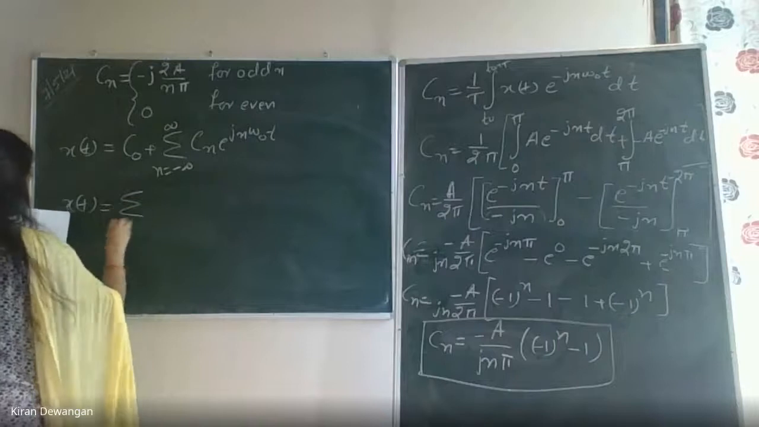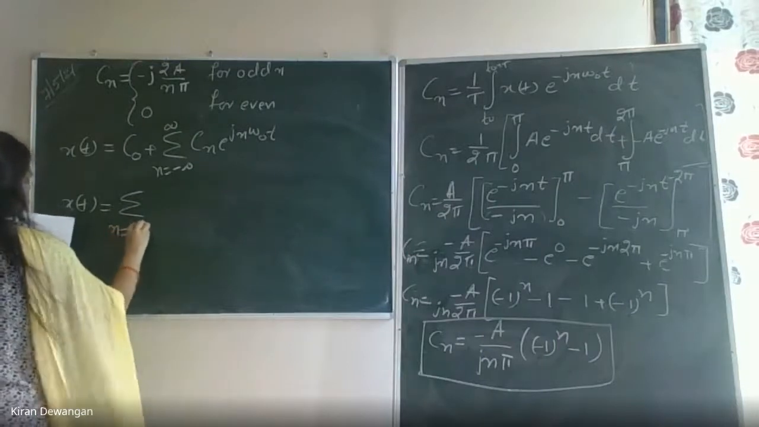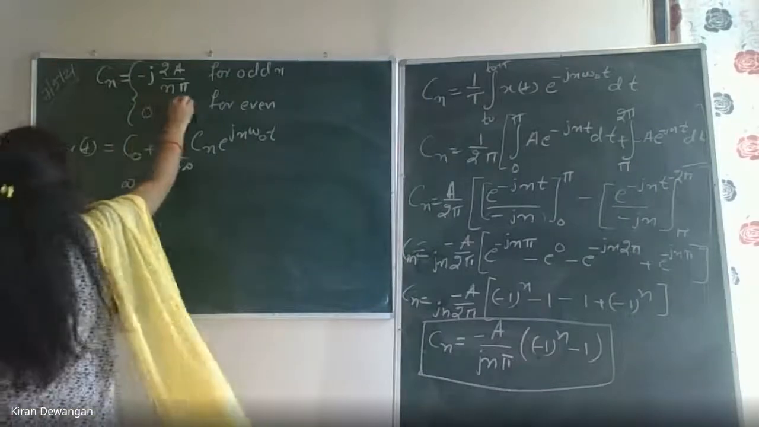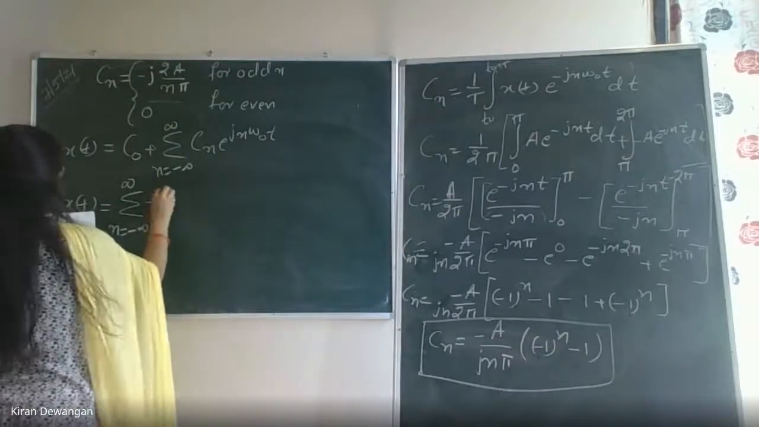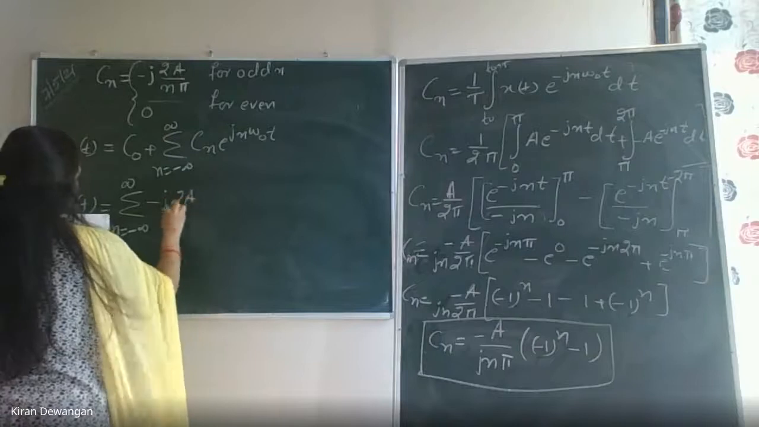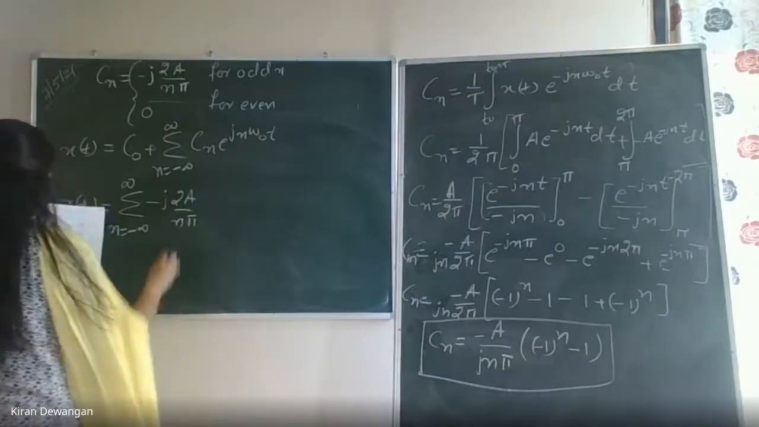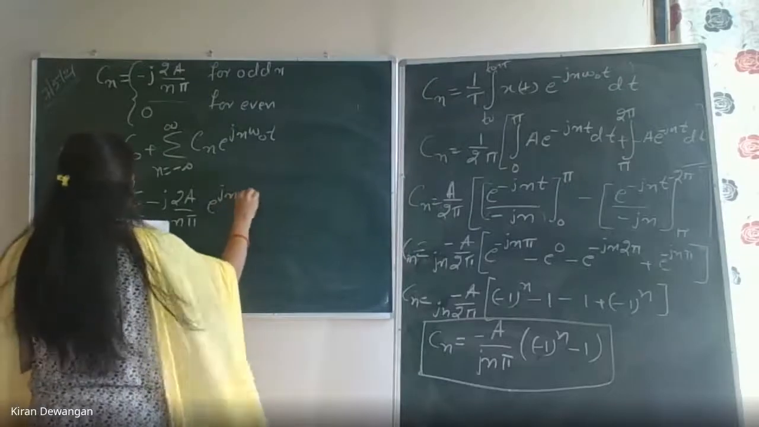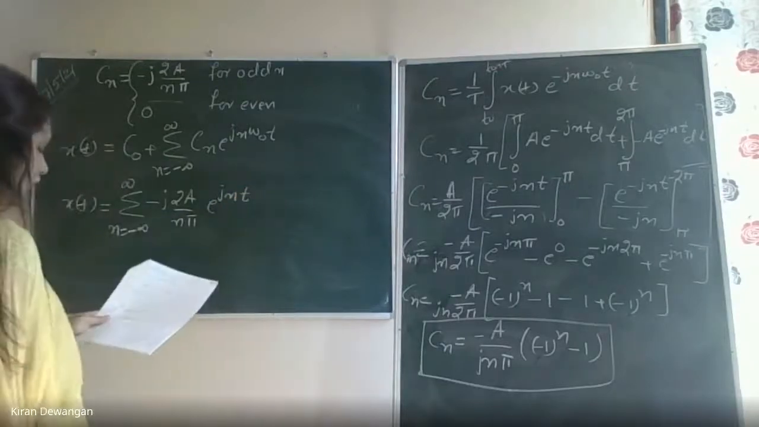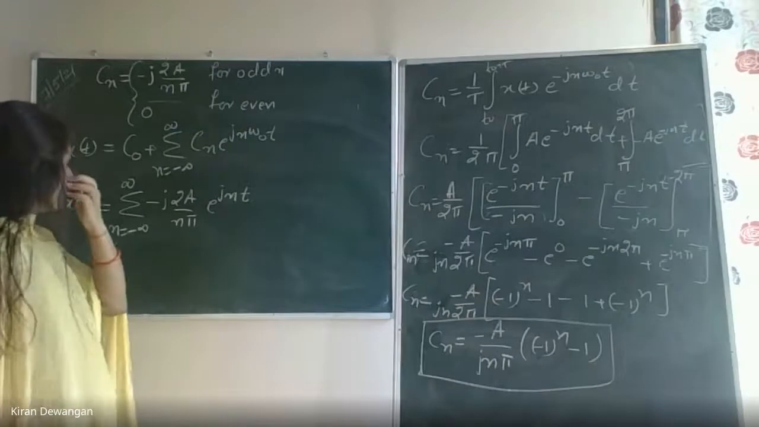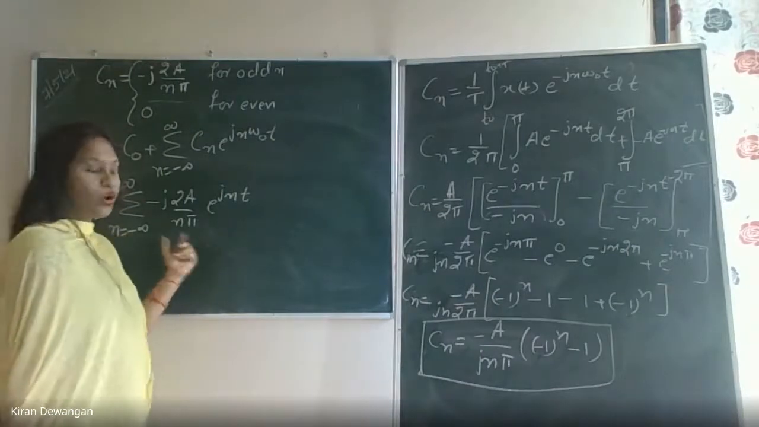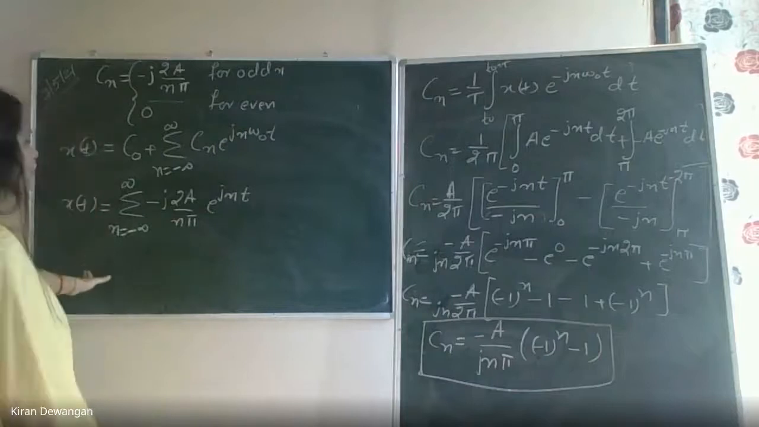Now we have to keep the value C0 as 0, so x of t equals summation n from minus infinity to infinity. This is our Cn: Cn is minus j 2a by n pi into e to the power j n t. Omega naught is 1, so we have taken this value, and this will exist only for odd values of n. So this is our x of t.